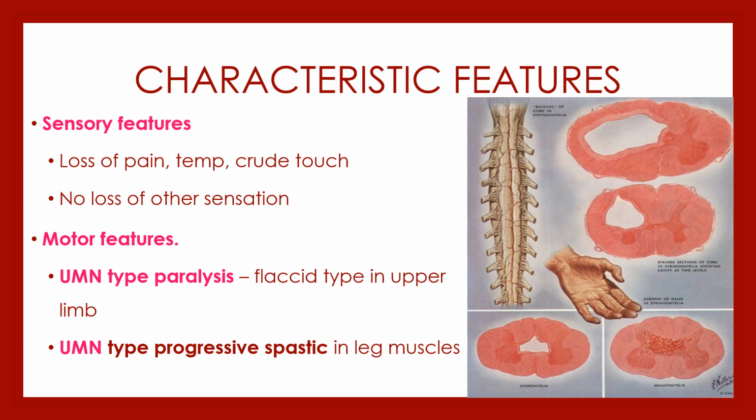Progressive spastic paralysis of the legs. This progressive spastic paralysis of the legs can occur later on due to the involvement of the pyramidal and the extrapyramidal tracts.